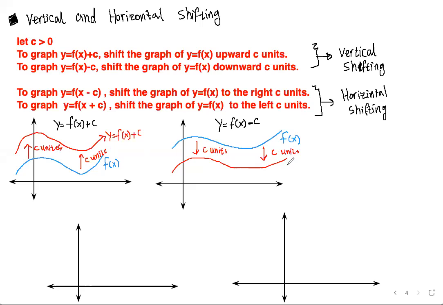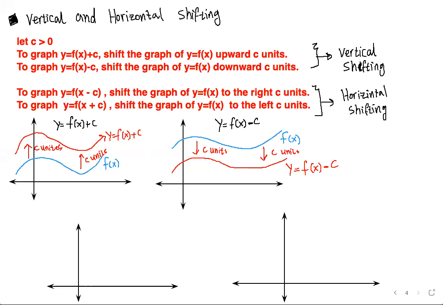So the red one is the graph of the function y equal f of x minus c. So the first one and the second one are the graph of the first graph and the second graph.